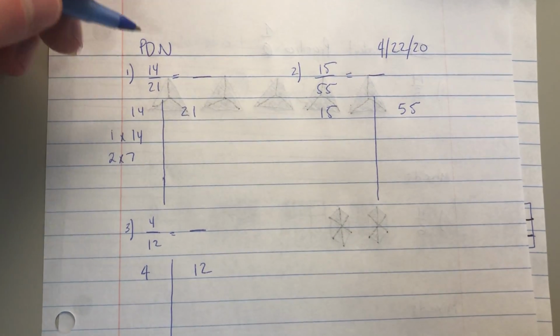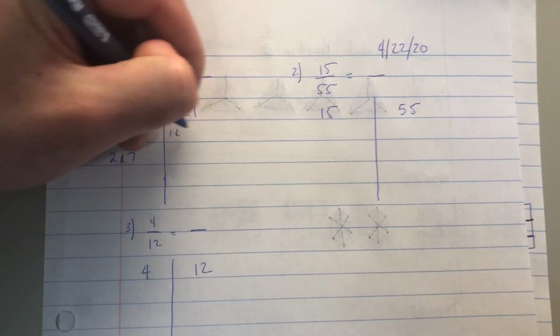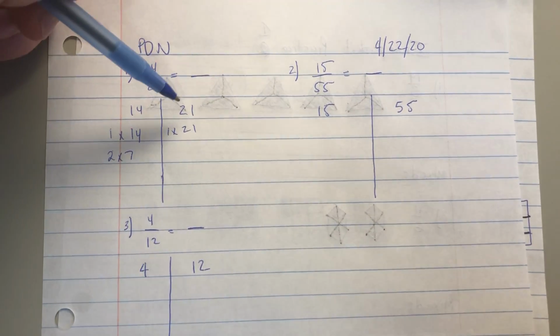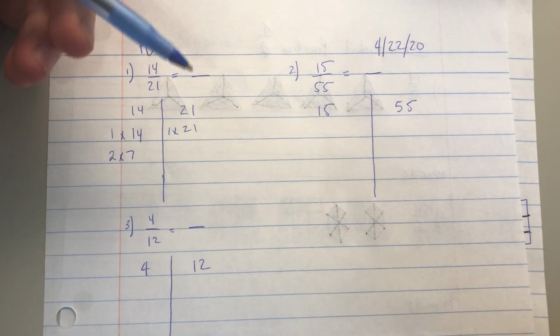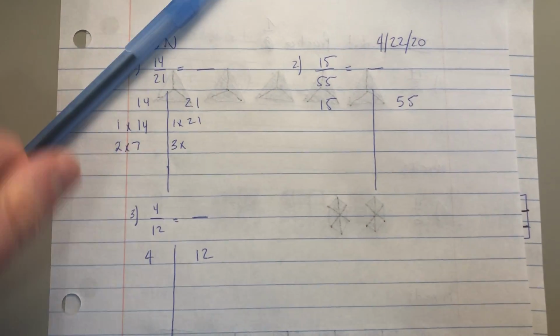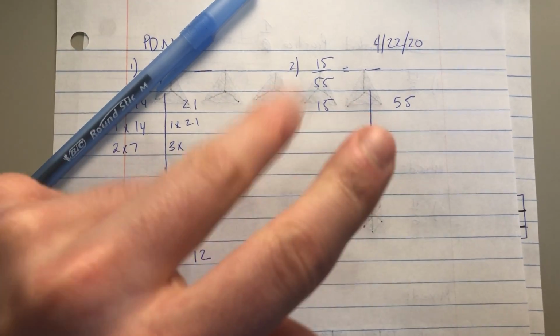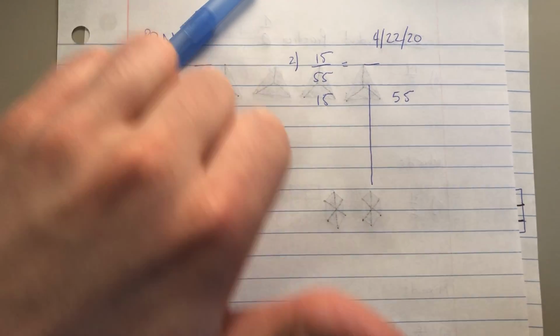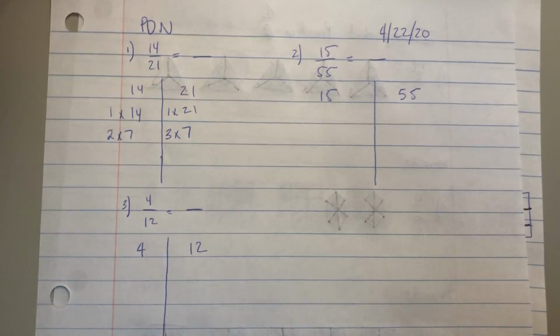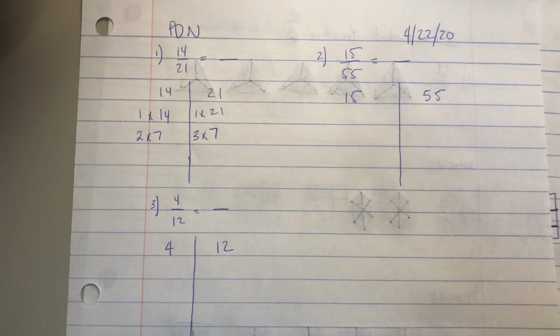I'm going to do the same thing for 21. 1 times 21 equals 21. And then also 2 plus 1 equals 3. So that means it's divisible by 3. So I'm going to roll my 3's until I get to 21. 3, 6, 9, 12, 15, 18, 21. That's 7. 3 times 7 equals 21. And those are my factor pairs for 21.